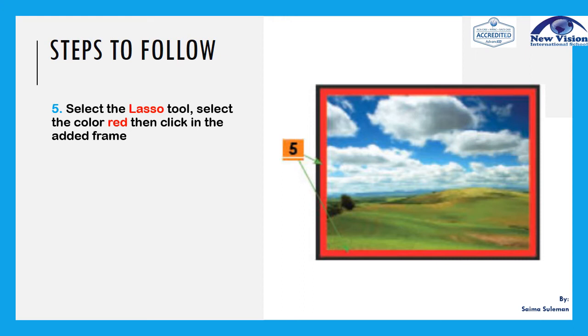When you choose the image canvas size and add 80 pixels, the next step will be that you use the lasso tool and select the color red, then click in the edit form, then the color will be added as red. Now look at the result.